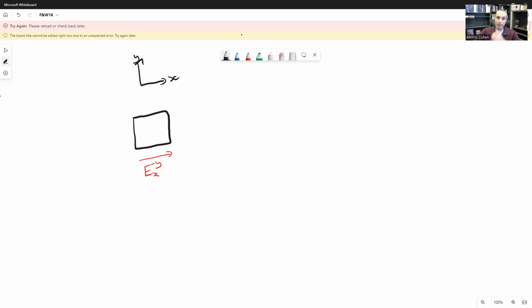Right, this is the x component of E in the negative y direction. This would be the y component of E in the positive x direction, meaning with respect to the center of this box.